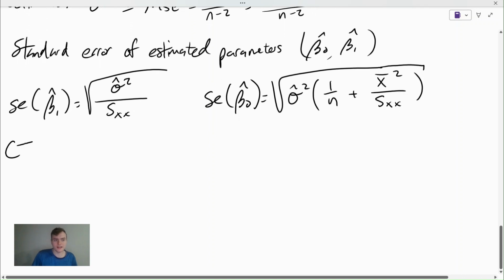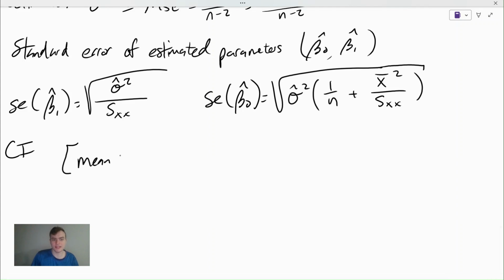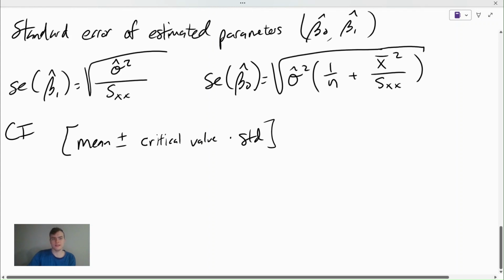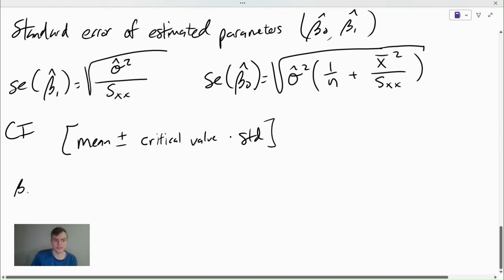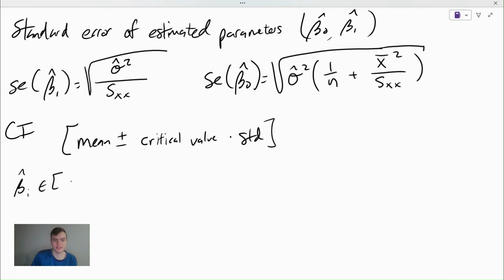And from that, we can find a confidence interval for beta 0, beta 1, right? So a confidence interval means we have the mean value plus or minus the critical value times standard deviation, right? So in this case, we're saying that the true value of beta with some confidence is inside this interval. So 1 minus alpha confidence that beta I is within this interval.